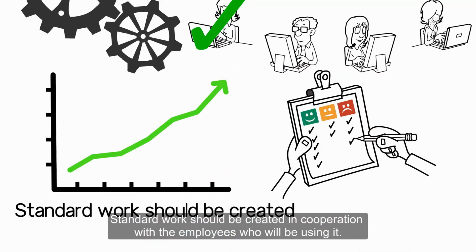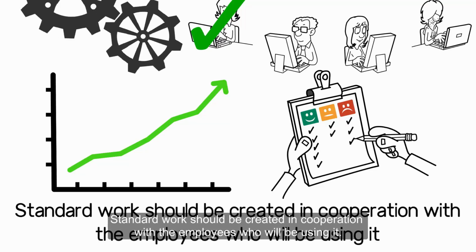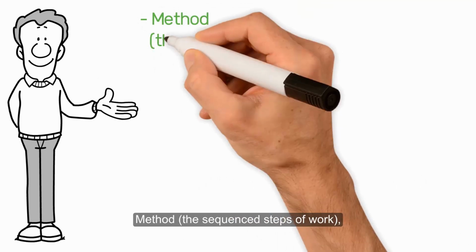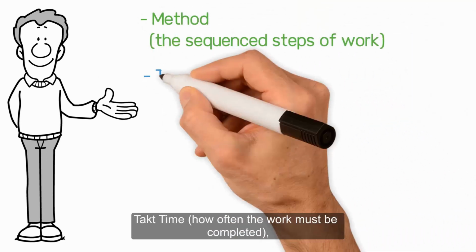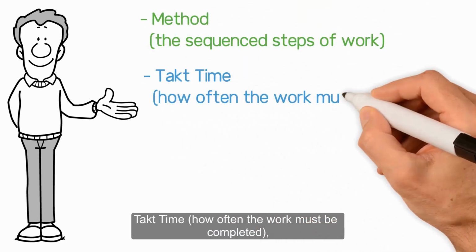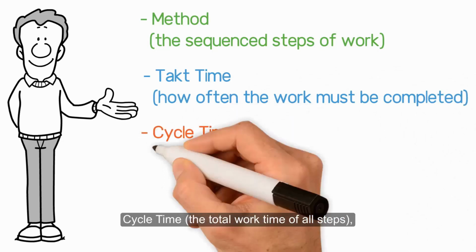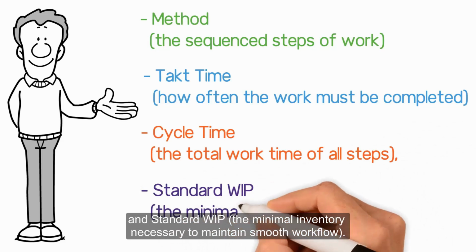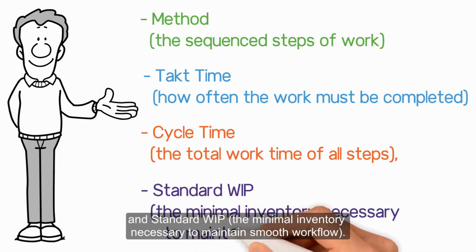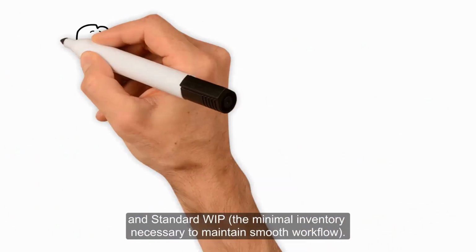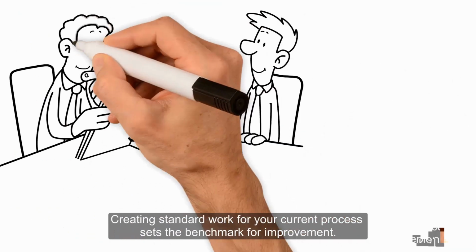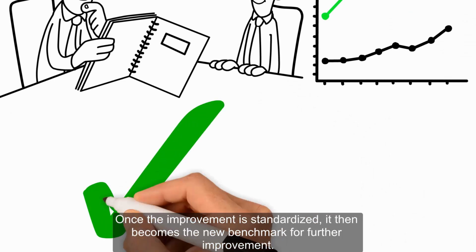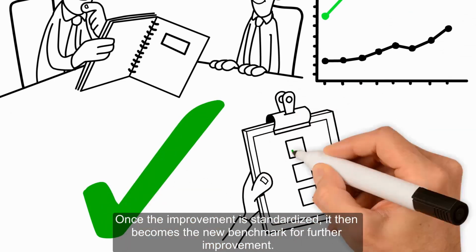Standard work should be created in cooperation with the employees who will be using it. It should contain these 4 key elements: method, the sequence steps of work; takt time, how often the work must be completed; cycle time, the total work time of all steps; and standard WIP, the minimal inventory necessary to maintain smooth workflow. Creating standard work for your current process sets the benchmark for improvement. Once the improvement is standardized, it then becomes the new benchmark for further improvement.